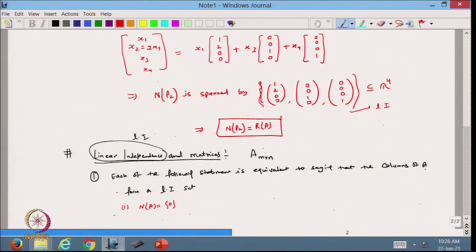Because in this case we have a matrix A, M cross N, I know that it is going to have n columns and m rows. So, the columns of A form a linearly independent set. It is equivalent to saying that the null space of A is 0 and the rank of A is going to be equal to n, the number of variables. So, this is a 0 null space.